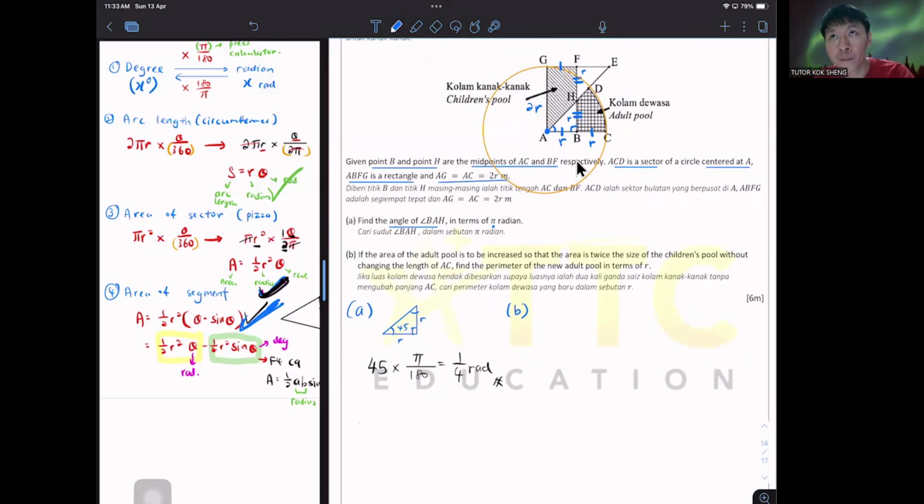Need to show 45 degrees? Actually, don't need. You can straight away write the working only. I mean, this one, you can just write 45 times pi over 180 only.